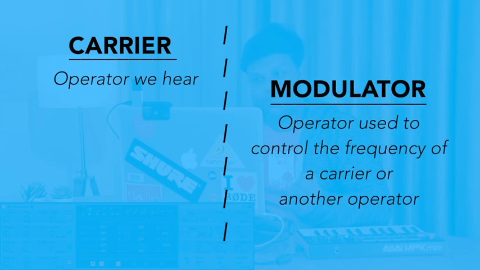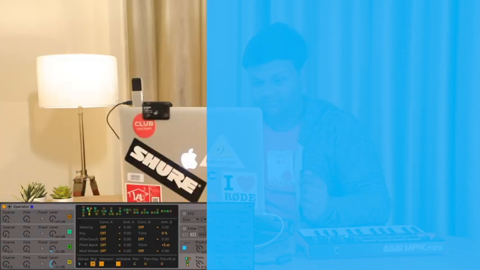So the carrier signal and the modulator, this is something we need to understand. The carrier is the operator that we can actually hear, and the modulator is an operator used to control the frequencies of a carrier or another operator. Each box represents an operator. Signal flows from the top to the bottom. Likewise, on the extreme right, we find an additive synth where all the operators don't work as modulators and they all work independently.